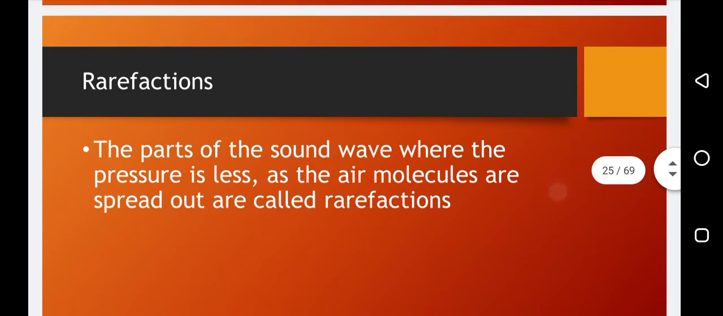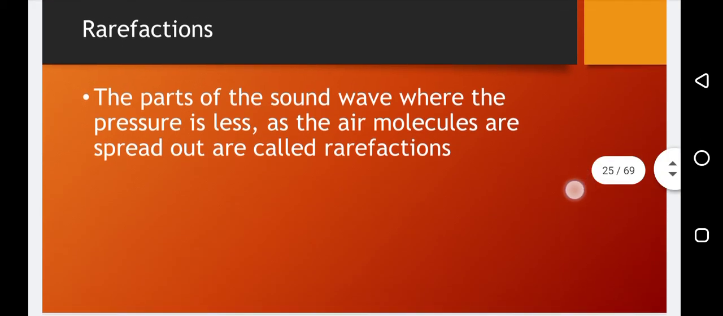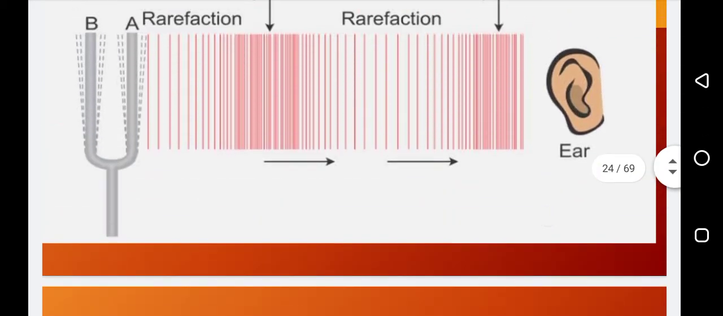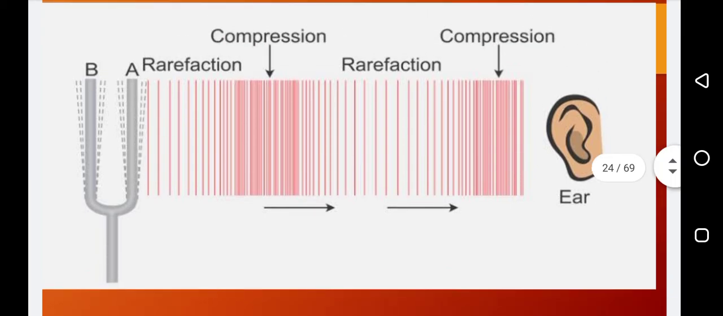Now coming towards the rarefaction, which is opposite to the compression. So what is the rarefaction? The part of the sound wave where the pressure is less, as the air molecules are spread out, is called the rarefaction. You can see in that picture the rarefaction as well as the compression.